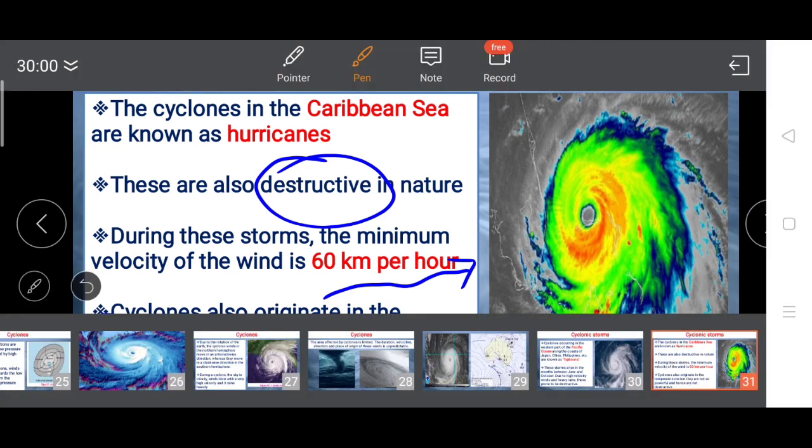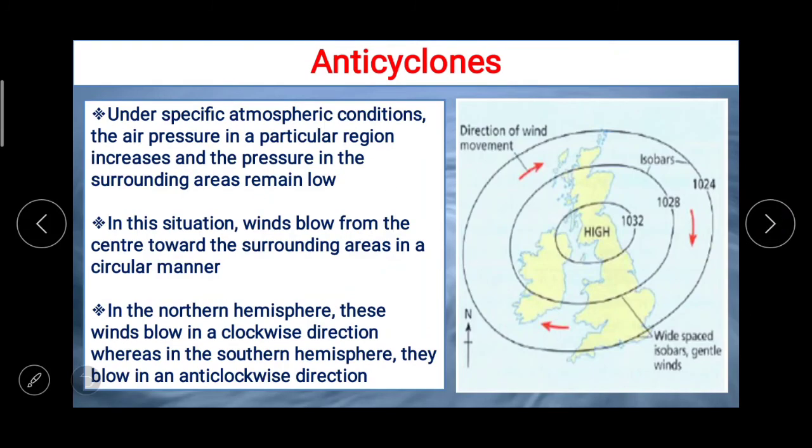Now we'll go for the next thing, that is anti-cyclones. Now it is in the name only, cyclones, anti-cyclones, जो उससे कुछ ना कुछ उल्टा है, कुछ ना कुछ opposite है, that we'll see. Under specific atmospheric conditions, the air pressure in the particular region increases and the pressure in the surrounding areas remain low, which is the basic condition of the formation of cyclones, कि एक एरिया है जहां पर लो प्रेशर है and which is surrounded by the high air pressure.